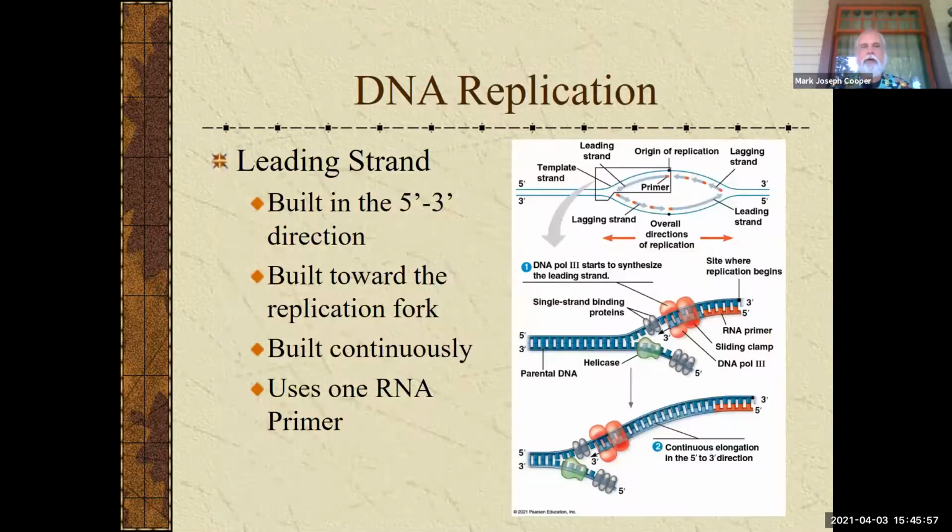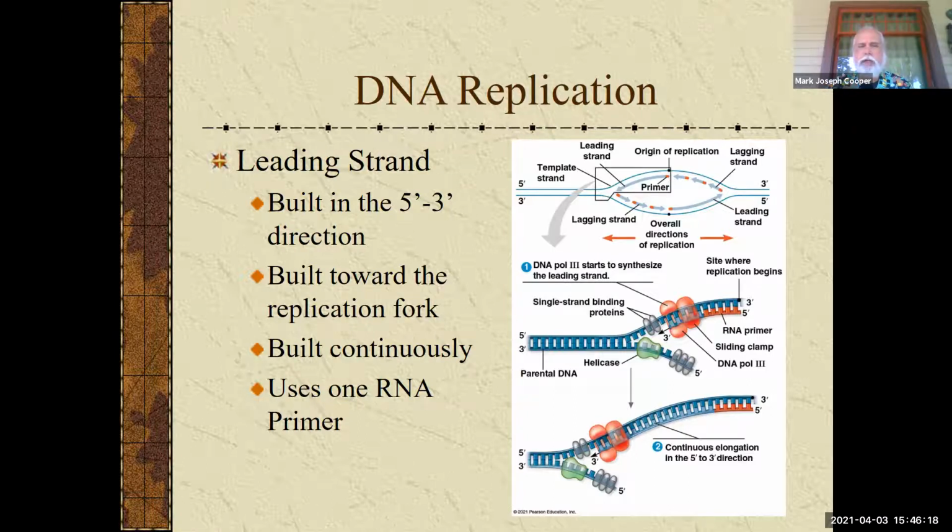Now, what you need to know is DNA replication will have a leading and a lagging strand. And they call it that because the leading strand is built quicker. It's a little bit easier for it to happen. Whereas the lagging strand will take some time, and we'll talk about that.